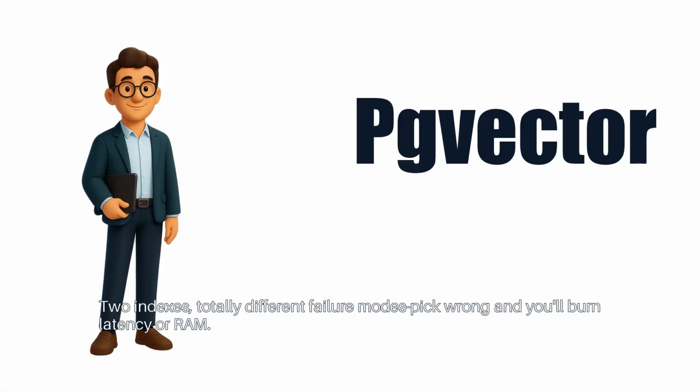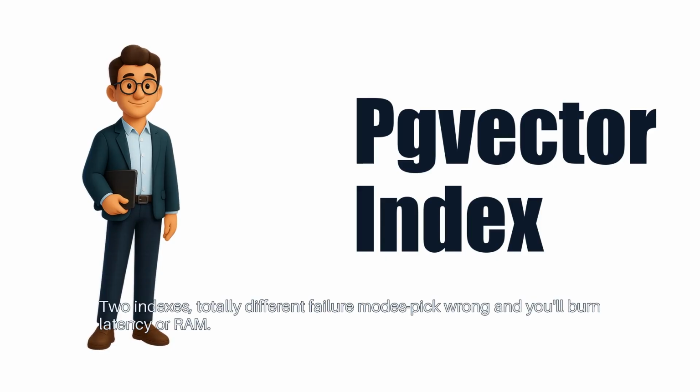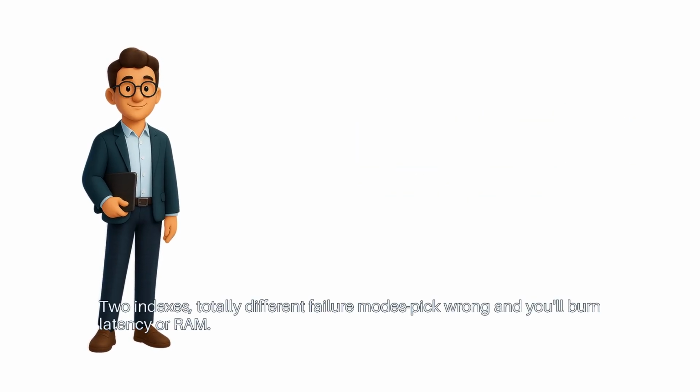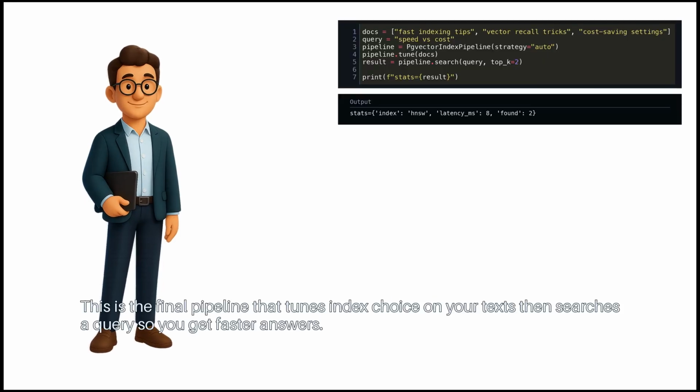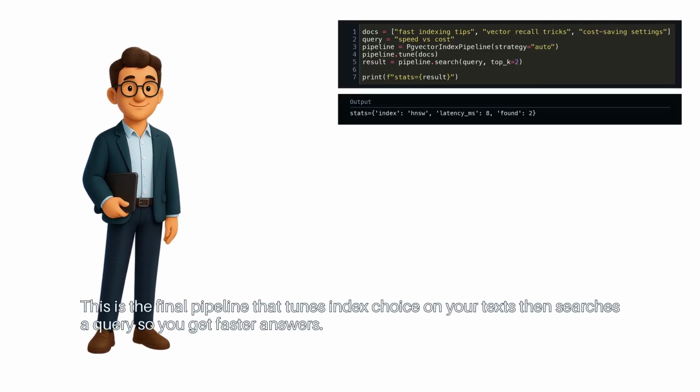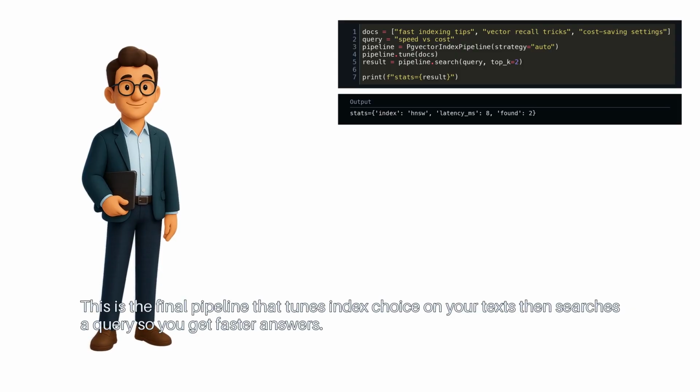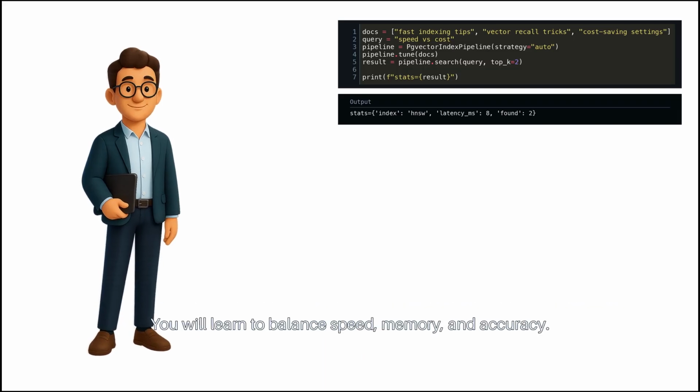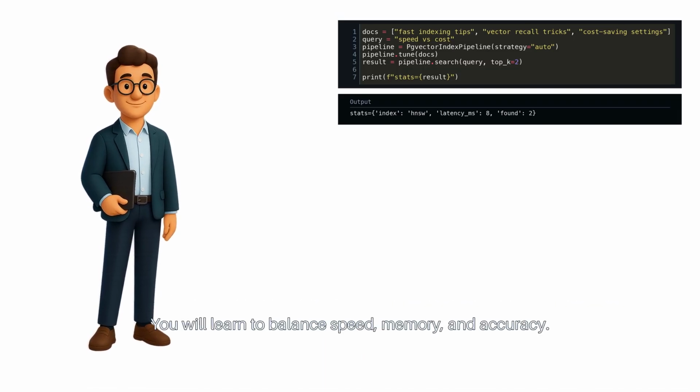Two indexes, totally different failure modes. Pick wrong, and you'll burn latency or RAM. This is the final pipeline that tunes index choice on your texts, then searches a query so you get faster answers. You will learn to balance speed, memory, and accuracy.